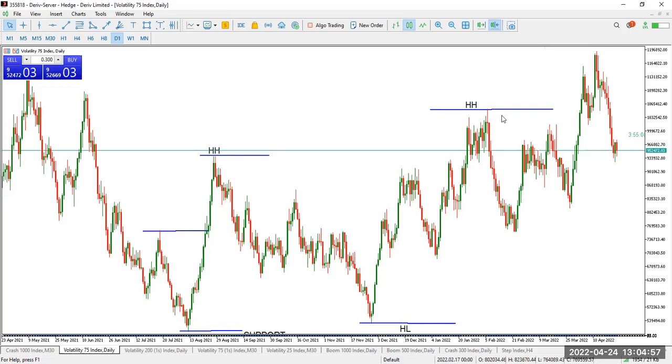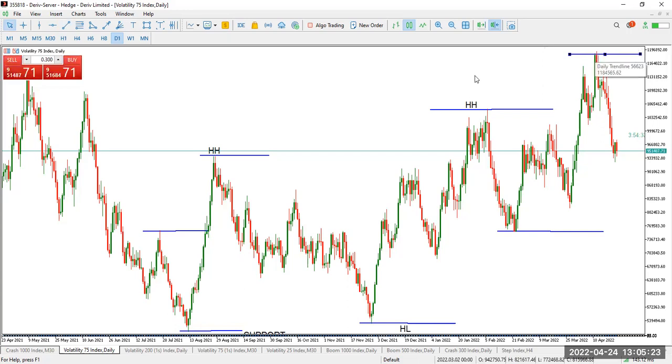lose more. So this market formed a higher low here and a higher high here. You see, it formed it. Now, after this higher high, what happened? It now formed another higher low in this place. Look at it. It now formed another low and another high. Look at it.